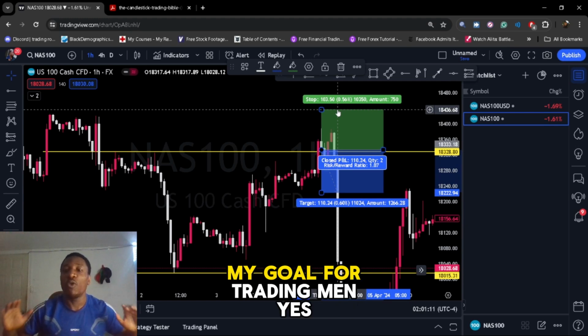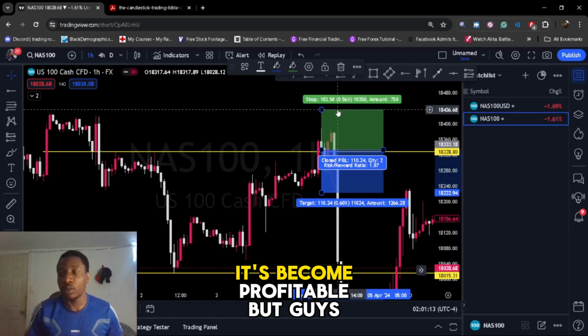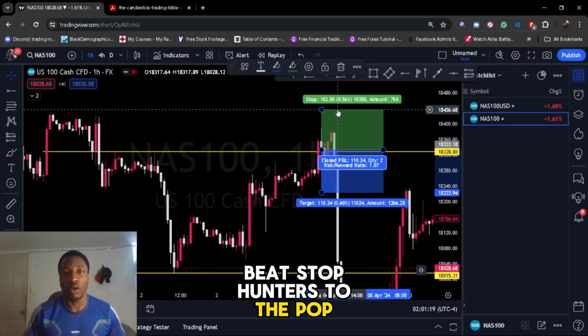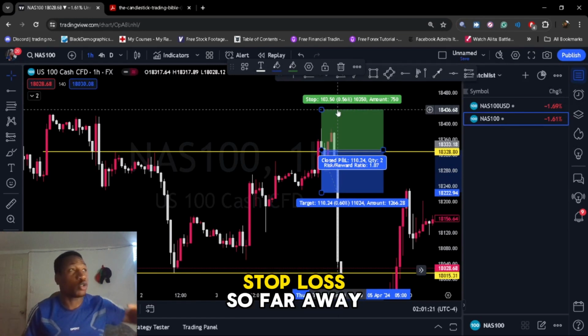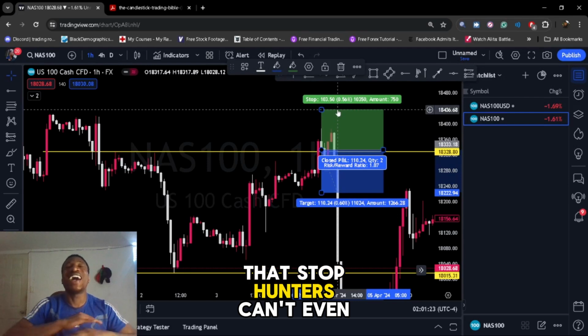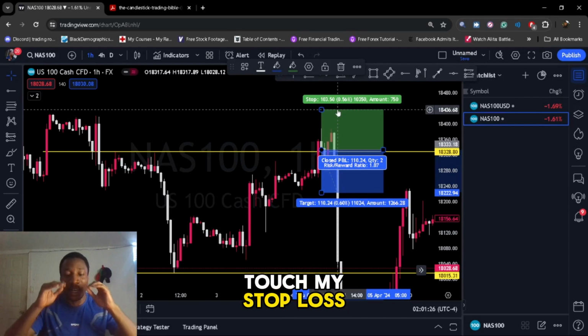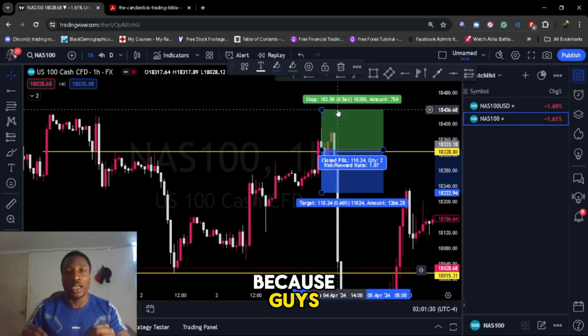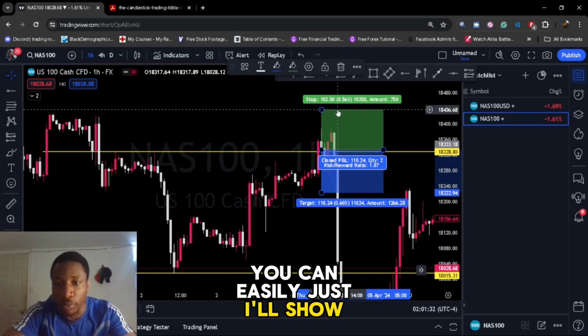Guys, my goal for trading, yes, is to become profitable. But guys, I want to beat stop hunters to a pulp. You feel me? I want to place my stop loss so far away that stop hunters can't even touch my stop loss. And guys, if you can do this, I'm telling you, you're going to be so profitable. Because you can easily just, I'll show you.